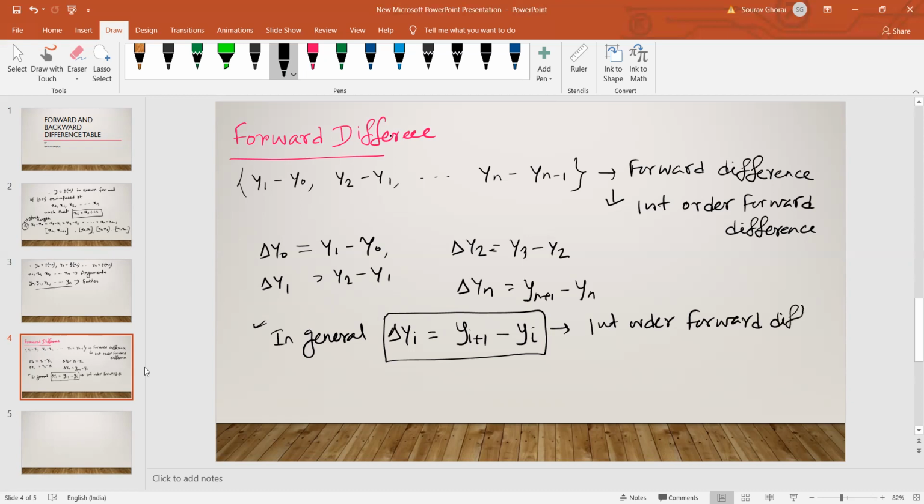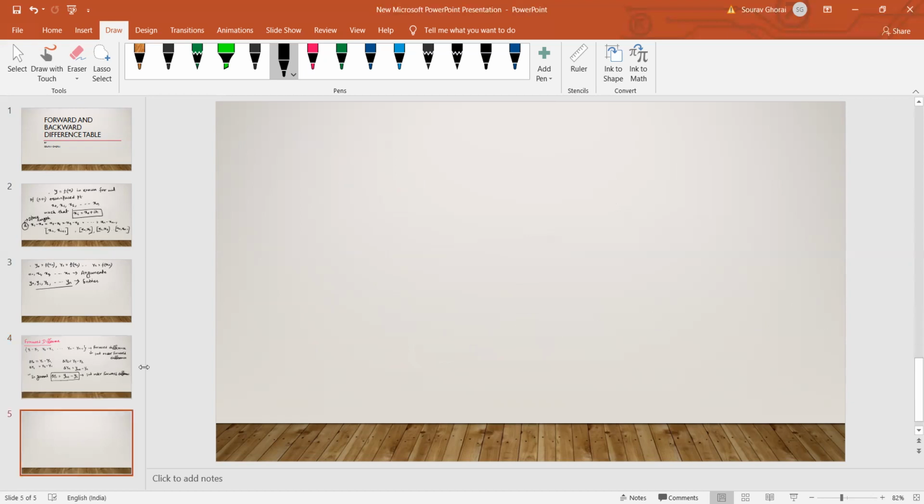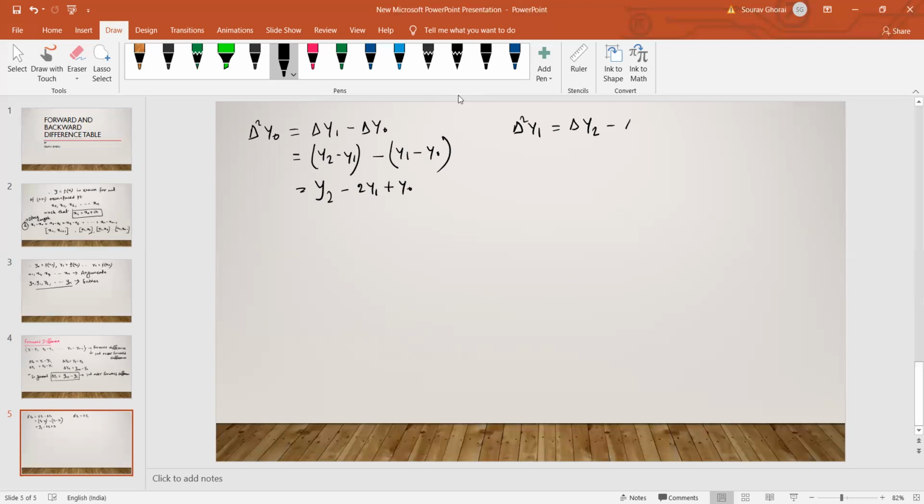Now in the next part, we will discuss how to find the second order difference. Second order difference means del 2y0, which is del y1 minus del y0. Del y1 is y2 minus y1, and del y0 is y1 minus y0. So from here we can write y2 minus 2y1 plus y0. Similarly, del 2y1 is del y2 minus del y1, where del y2 is y3 minus y2 and del y1 is y2 minus y1. So we get y3 minus 2y2 plus y1. Similarly, we can find del 2y2 and del 2yn.